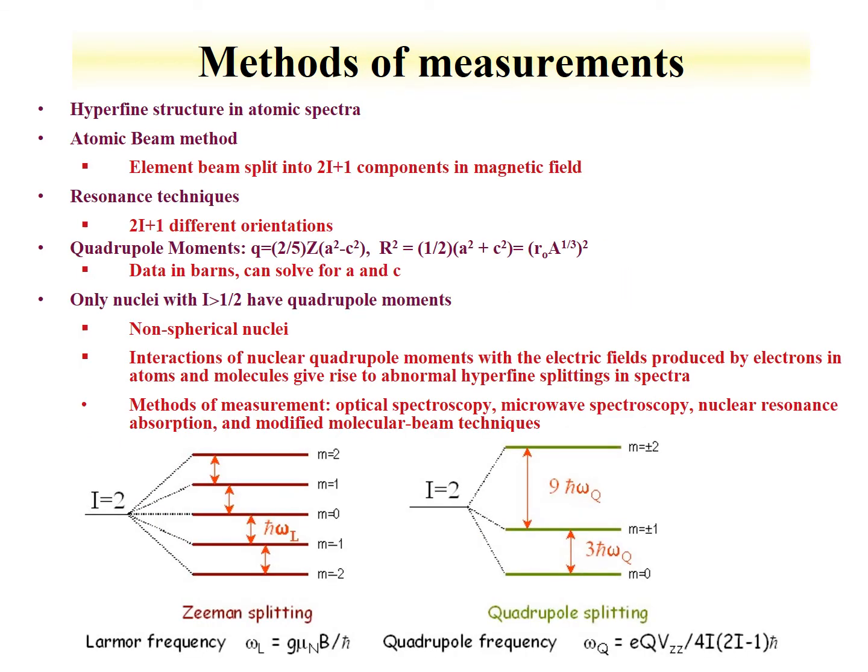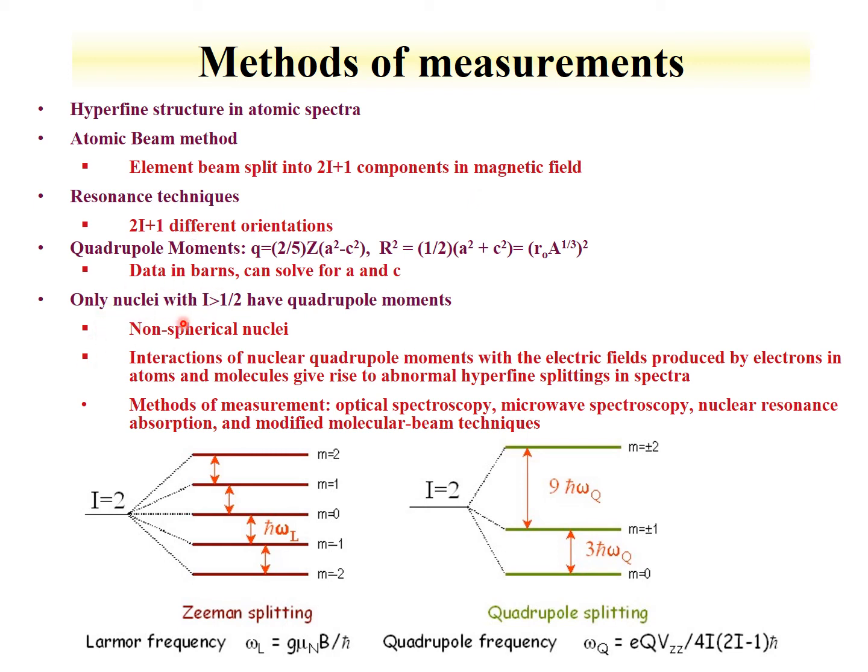Methods for measuring the magnetic property of nuclei. You may have seen this in other courses. There's an atomic beam method. You split an element beam into 2i+1 components in the magnetic field. It gives you information on your magnetic properties. You can do resonance techniques. Quadrupole moments can be used.